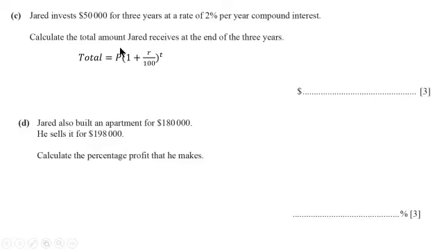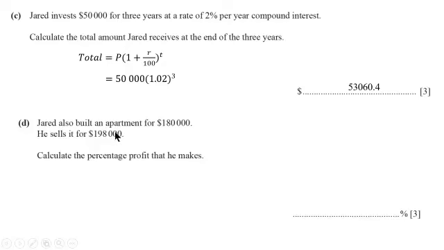It's very easy by following this rule. Total amount equals the principal multiplied by 1 plus r over 100, all to the power t. The principal here is 50,000. If we put r, r is 2 here, 2 over 100, 0.02 plus 1, 1.02 all to the power 3, and the answer will be 53,016.4 dollars.